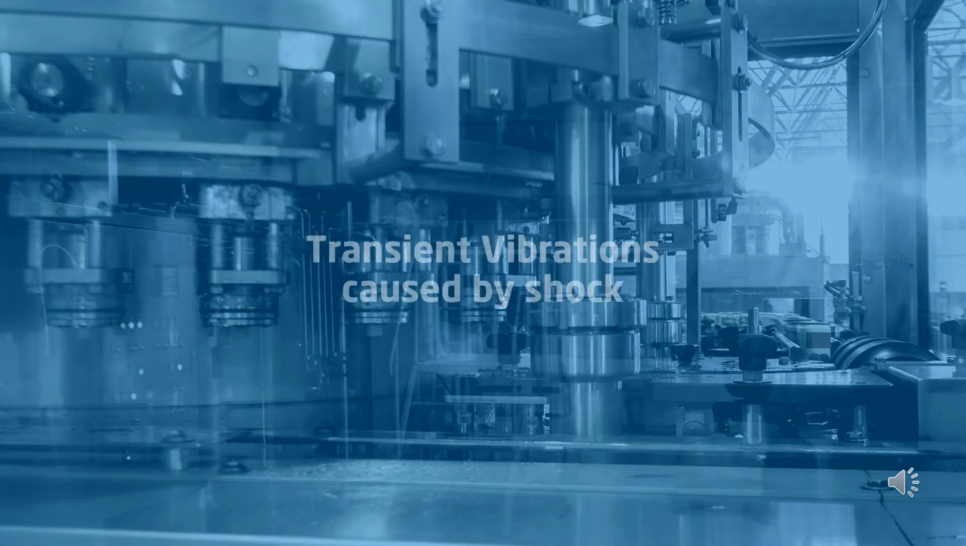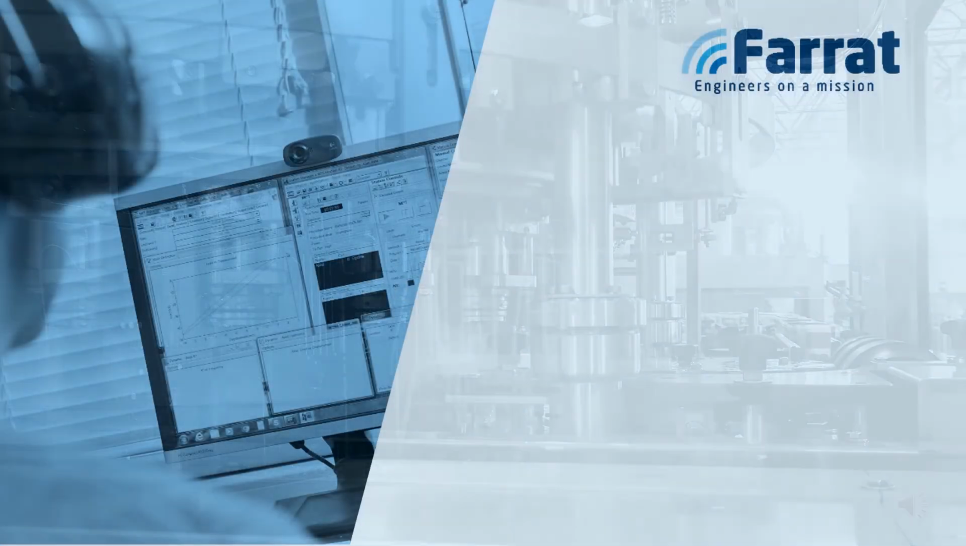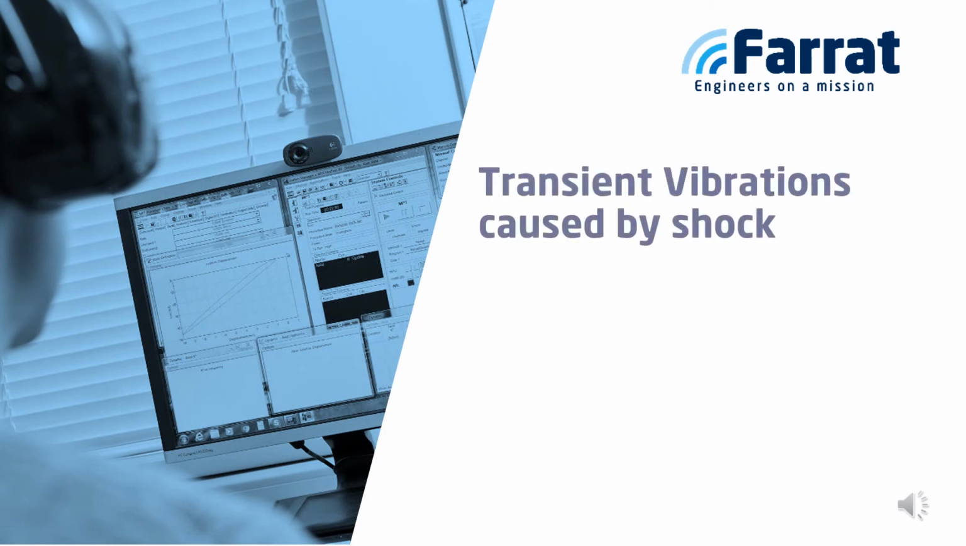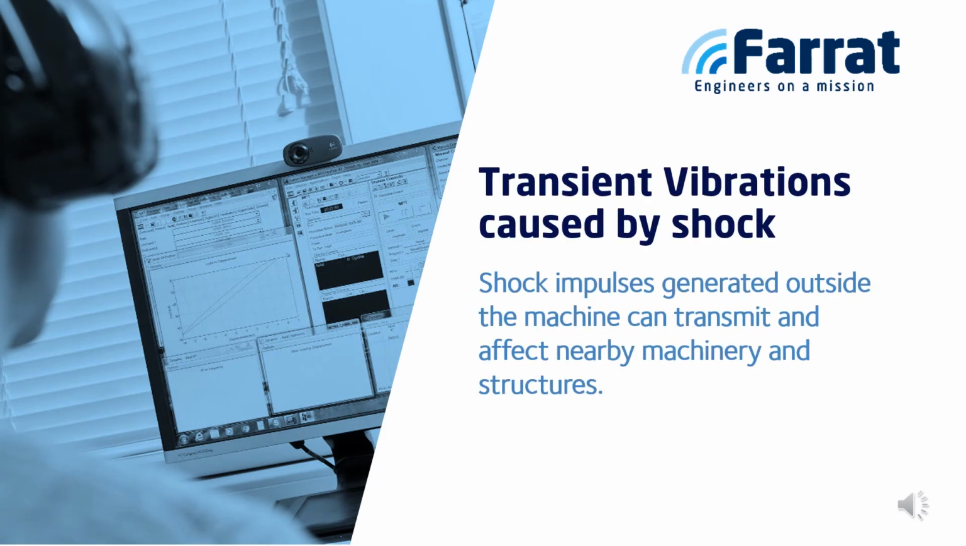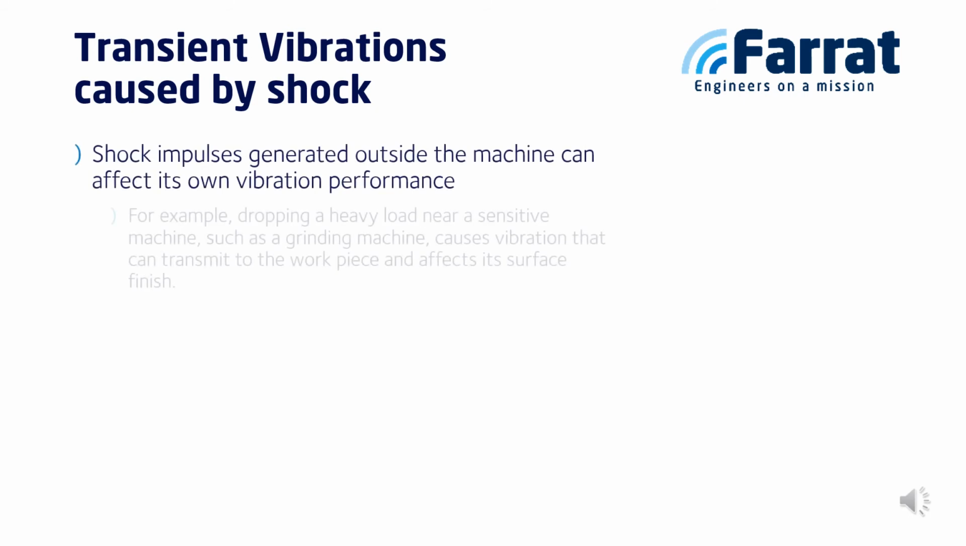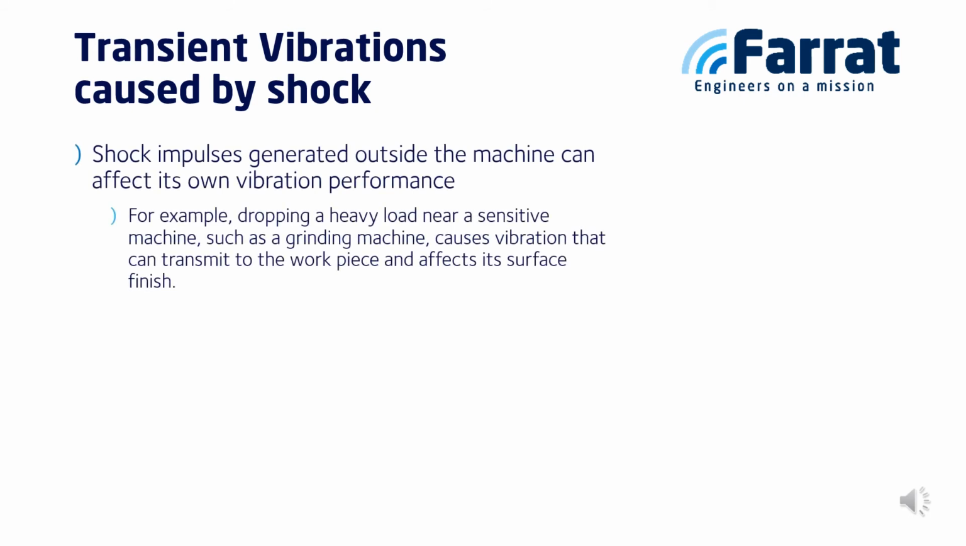And finally, let's explore transient vibrations caused by shock. Transient vibrations are shock impulses generated outside of the machine, which can transmit and affect nearby machinery and structures. Shock impulses generated outside of a machine can affect its own vibration performance.